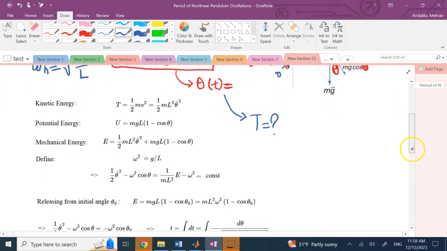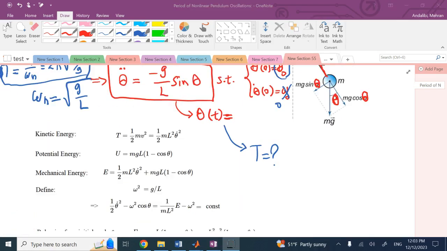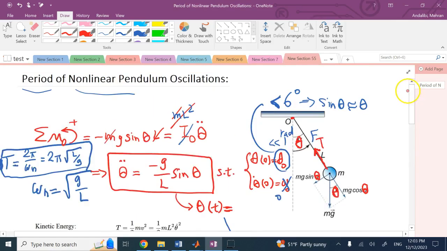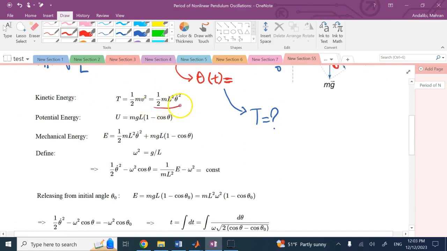How can we do it? Let me show you. So here I'm going to show you how to find the period of a nonlinear pendulum. Here we use the work energy method and we calculate the kinetic energy, which is 1/2 mv squared. Now, since the pendulum goes on a circle, v equals r omega, right? So the v is going to be in this direction, and v equals r omega. Now r equals L, and omega is theta dot, so it's going to be 1/2 m L squared theta dot squared.